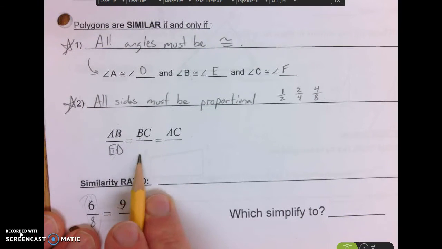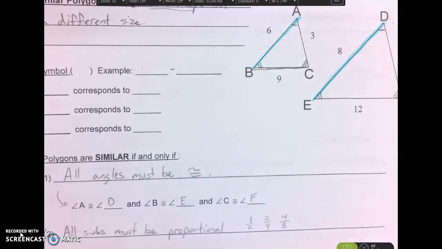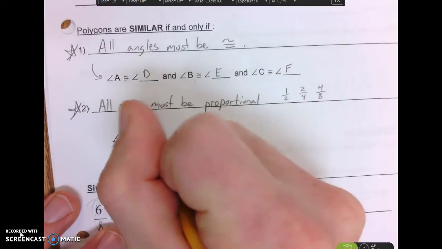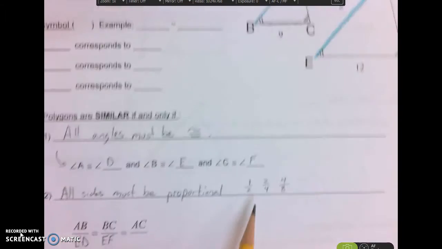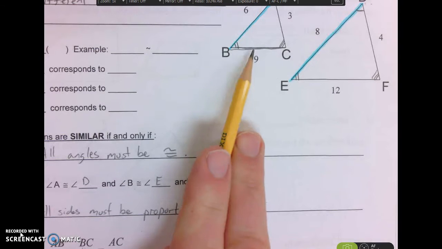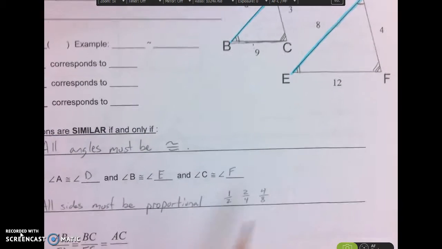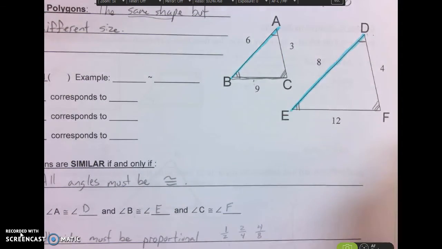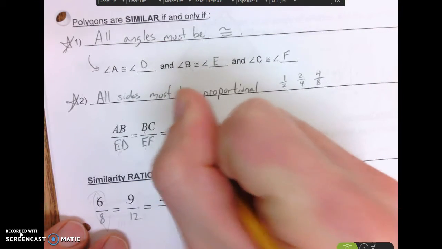BC goes with what side? So if I look here, I got BC is right there, and that goes with EF. And EF is 12. So BC goes with EF, and EF is 12. So if you look up here, if we compare these, if I took the small figure, I put 9 over the big figure, 12. Okay, and then last we have side AC goes with side DF.